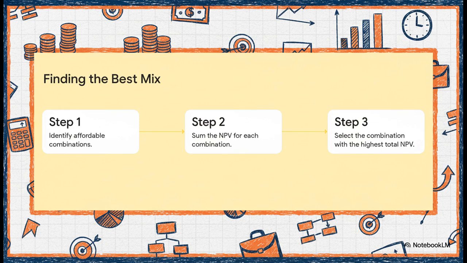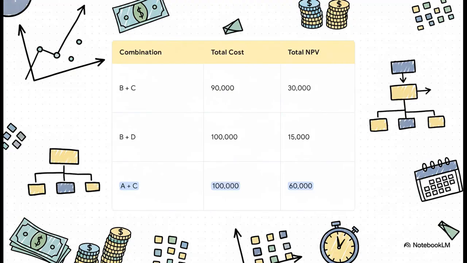First, you list out all the possible combinations of projects that you can actually afford. Then, for each of those combos, you add up the total value. And finally, you just pick the one with the biggest number. That's it. So when we lay out all the possible combos that fit our rules, the choice just jumps right off the page. The combination of Project A and Project C uses our entire $100,000 budget, but it delivers a massive total NPV of $60,000. That's literally double the value of the next best option. The decision is crystal clear.